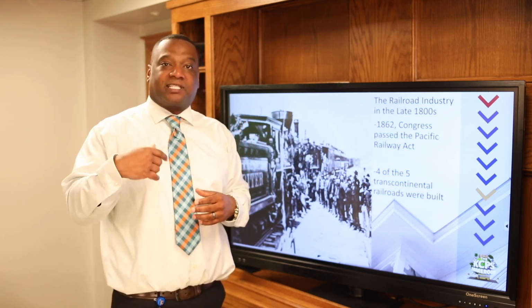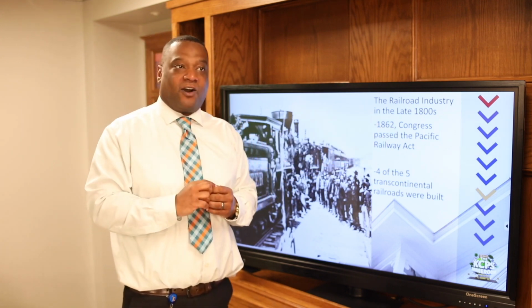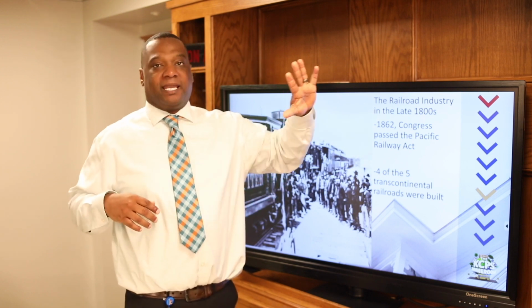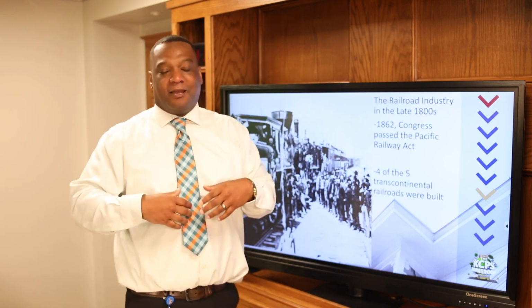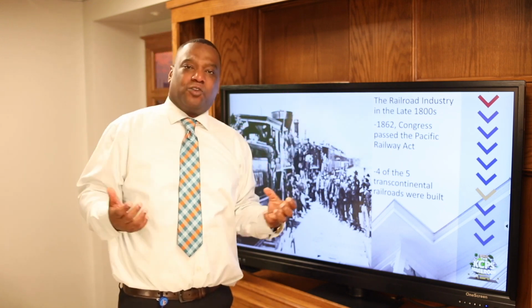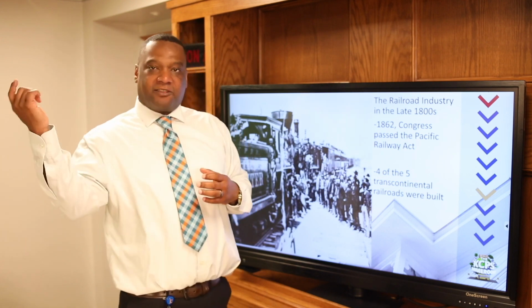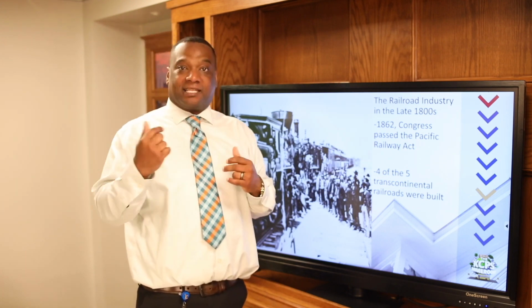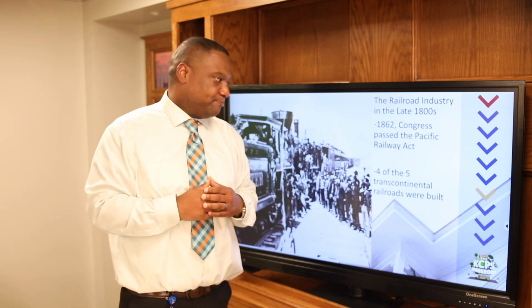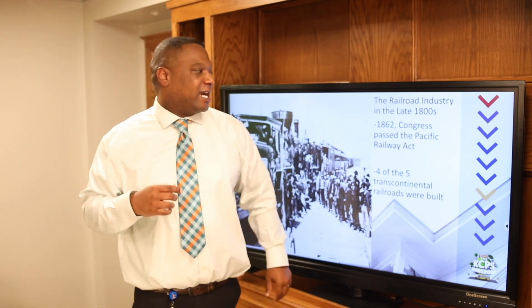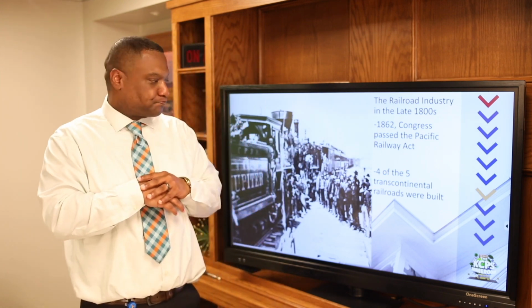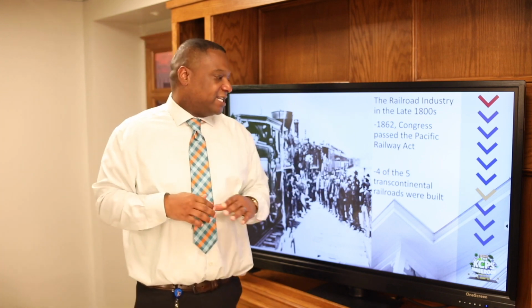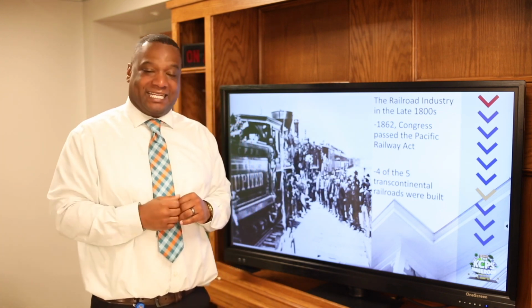1862, Congress got involved. Once Congress got involved, this basically led to western expansion. This led to places like Nebraska, places like Missouri to get a huge population, right? Because now you can get back and forth in a quicker manner with the railroad, right? 1862, Congress passed the Pacific Railroad Act. 4 of the 5 transcontinental railroads were built by 1890.